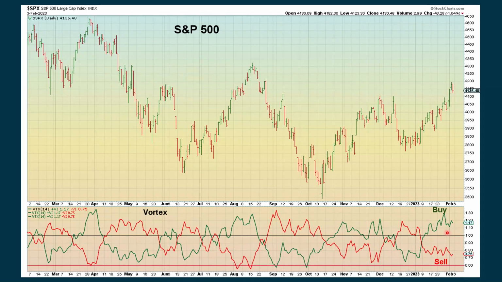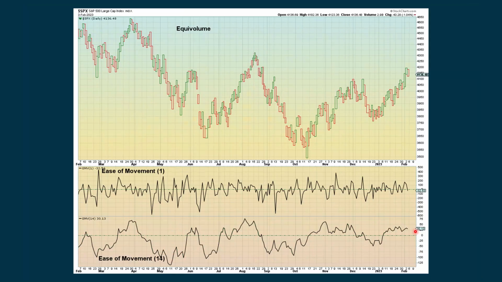The vortex measures buying, that's the green line, or selling, that's the red line. When the green line's on top, that's more positive. If we see a switch where the red line goes on top, that is more negative. The ease of movement, just looking back one day, suggests what is the path of least resistance for a move in the S&P 500. When this drops below, that means it's not moving very easily. What I look at more is a 14 period. When we're above the dashed line, that's more positive. When we're below the dashed line, that's more negative.